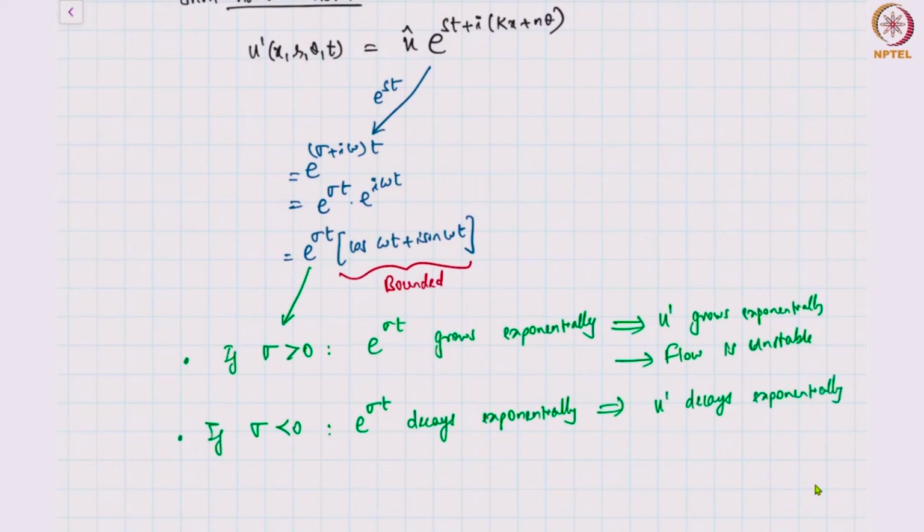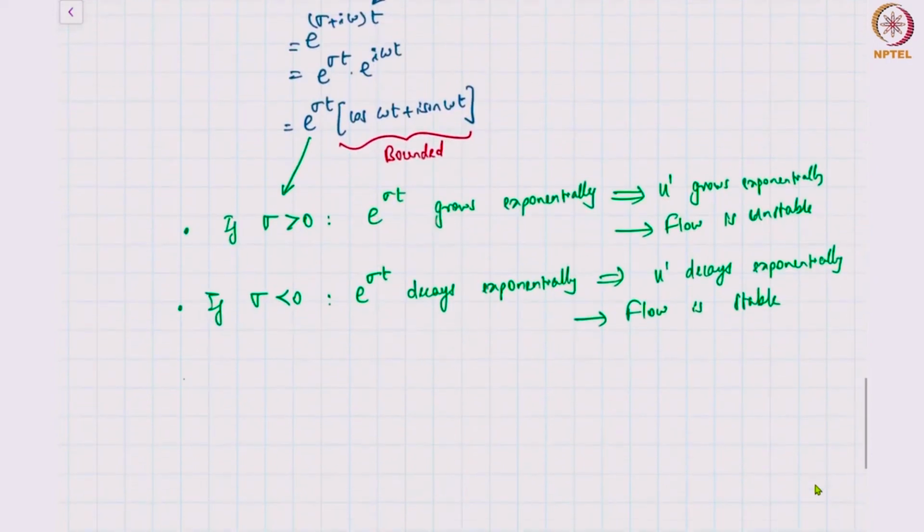So if for every value of k and n that you think of, for all possible values of k and n, you cannot find even a single sigma which is positive, or in other words, if every sigma is negative, then you say that the flow is completely stable. Remember, it has to be for all possible values of k and n, the value of sigma that you calculate. Only then flow is stable. But for the flow to be unstable, you just need one particular value of sigma to be greater than 0.